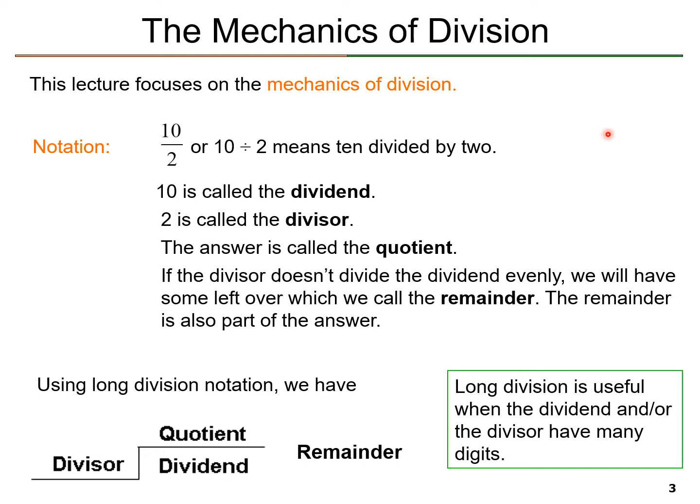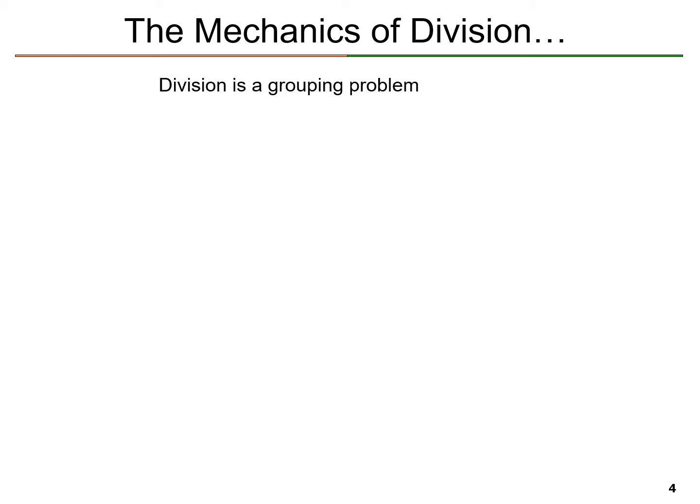Long division is useful when the dividend and or the divisor have many digits. So in a simple problem like up here, long division is not needed. Basically, division is a grouping problem. It's all about how many groups we can form or how many items we're going to put in a group.